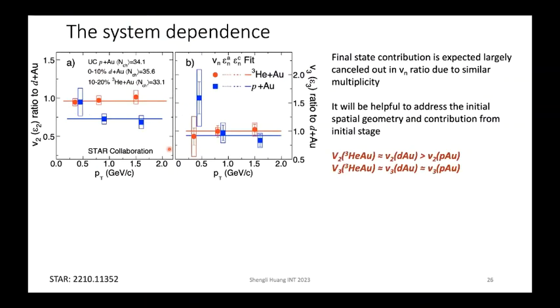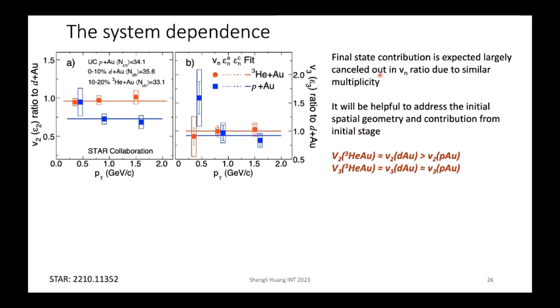Okay, then now we can further compare the system dependence. We compare the V2 and V3 in the three systems with a similar multiplicity. We select the central bin, which makes the multiplicity pretty similar to each other. Since we know the final state contribution will be largely cancelled out due to the similar multiplicity, such a ratio will help us understand the spatial geometry and the contribution from the initial stages, since the final state is expected to be cancelled.